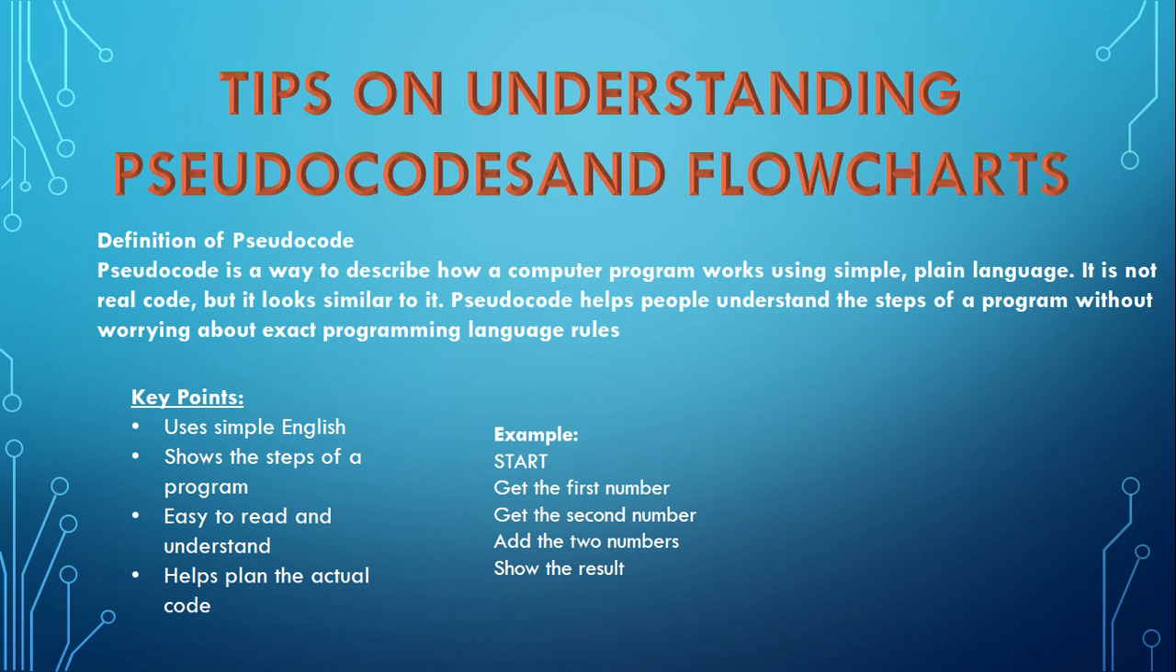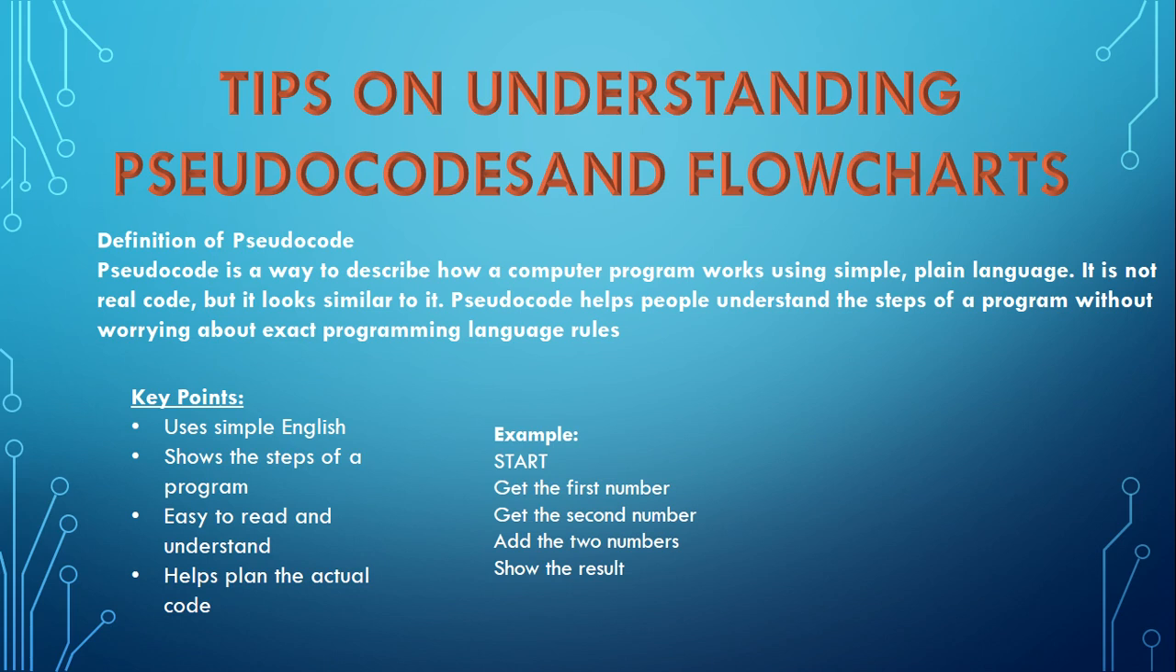A pseudocode is a way to describe how a computer program works using simple, plain language. It is not real code, but it looks similar to it. Pseudocode helps people understand the steps of a program without worrying about exact programming language rules. So here we just use English-like sentences. Key points: it uses simple English, shows the steps of a program, is easy to read and understand, and also helps plan the actual code.